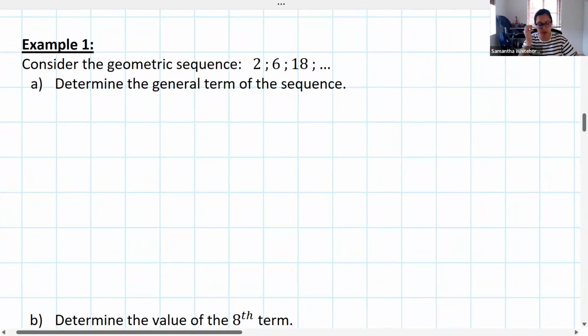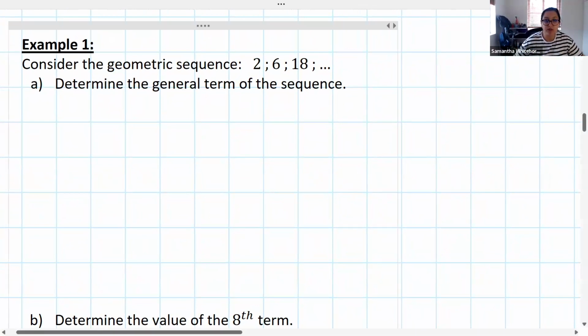Consider the geometric sequence 2, 6, 18, etc. So there's two questions here that we have to answer. We'll get to them in time. But the first thing, and I say this every single time we've looked at an example in terms of number patterns or in terms of sequences, the first thing that we always do is, because we've been told it's a geometric sequence in this case, we're going to work out what our constant ratio is.